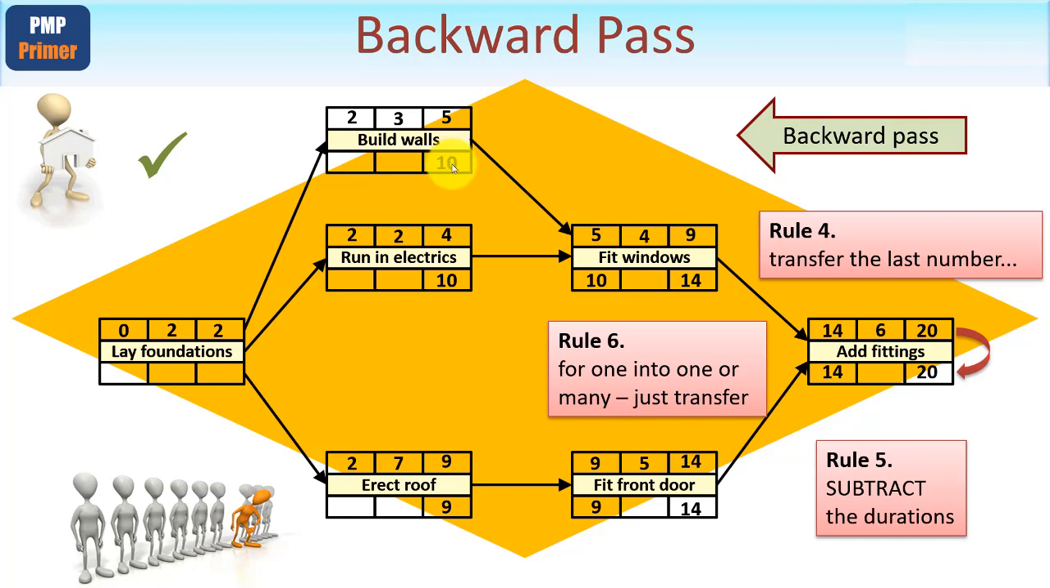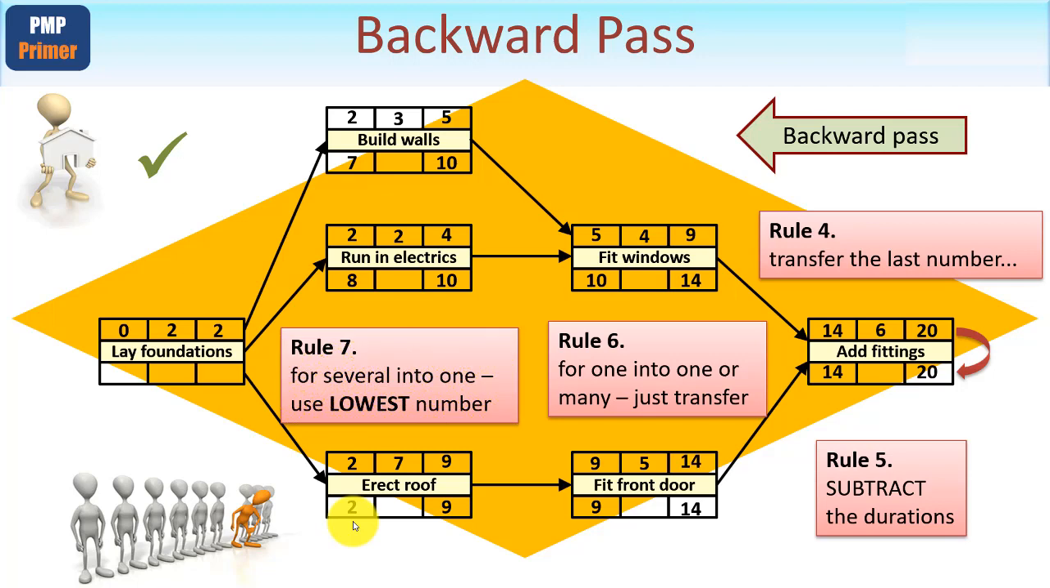Now we can subtract the durations. 10 minus 3 gives you 7. 10 minus 2 gives you 8. And down here, 9 minus 7 gives you 2. Well, now we've got our final rule, haven't we? Rule number 7. For several activities that are feeding back, if you will, into one, this time we use the lowest number, not the highest number as we did in the forward pass. So we've got 7, we've got 8, and we've got 2. Well, that's the one. So we put 2 here, and now we just subtract the duration, and we're back to 0. That's all the math done on a typical type of exam question.